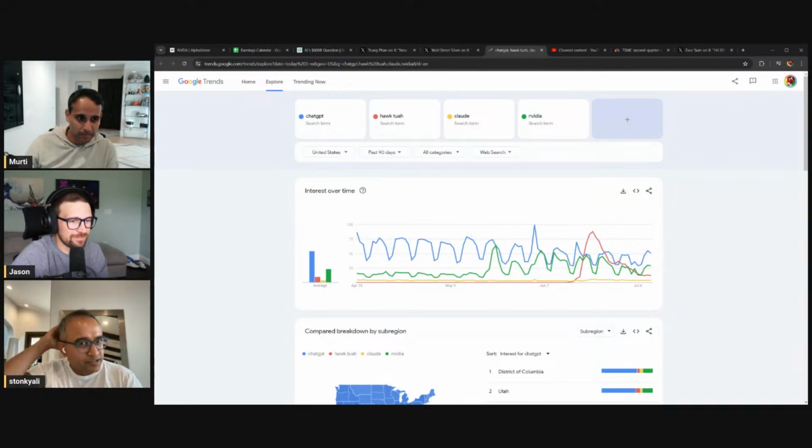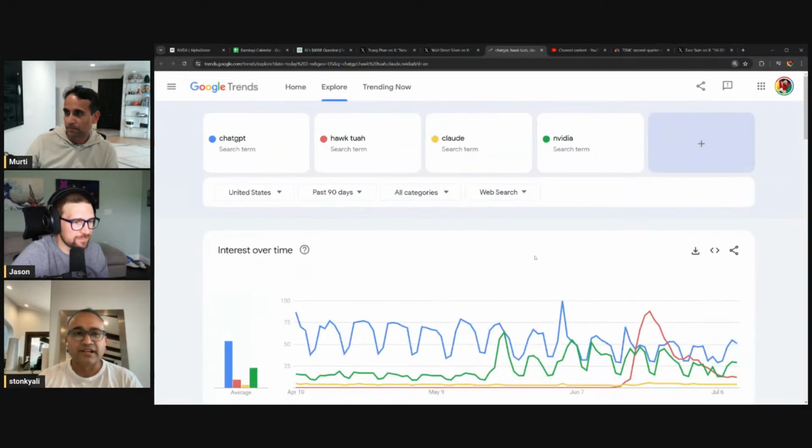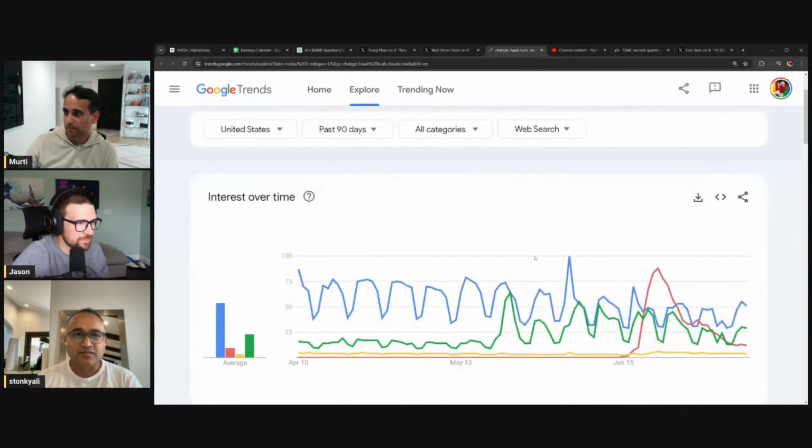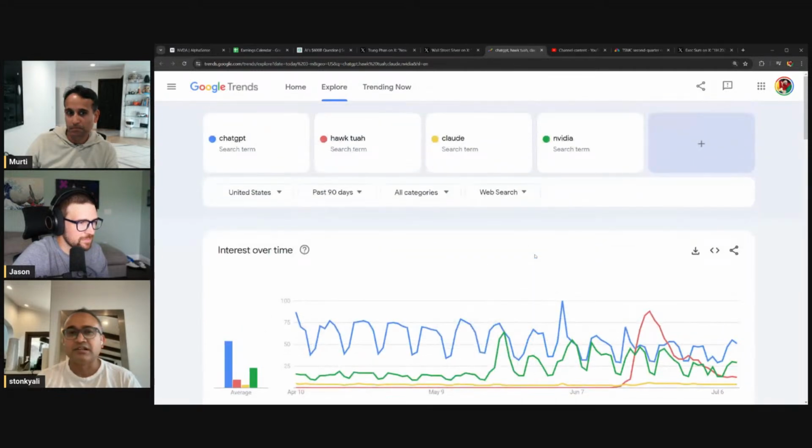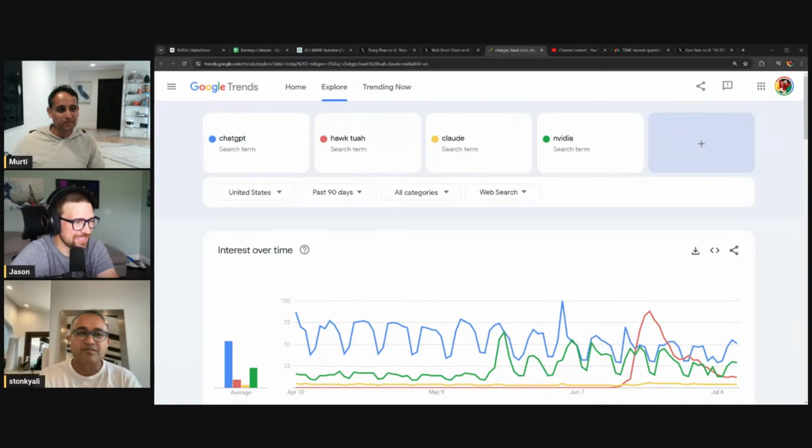If you can zoom in here, this is just a quick trends analysis of ChatGPT versus Anthropic's Claude, which is getting a lot of buzz these days, and NVIDIA, which is what we're doing today, 3 minutes before entries lock. And what's really funny is, I put in Hawk Tuah just for reference, like, how big is this thing? Just so you guys have a frame of reference. That was the big thing last week, a couple of weeks ago.